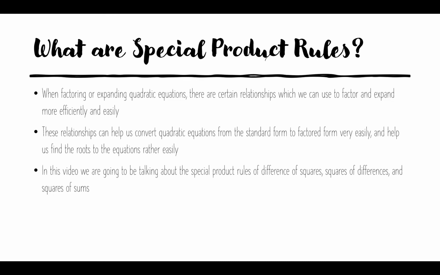When factoring or expanding quadratic equations or polynomials in general, there are certain relationships which we can use to factor and expand more efficiently and easily, as opposed to just doing regular expansion or FOIL. These relationships can help us convert quadratic equations from the standard form to factored form very easily, and help us find the roots to the equations rather easily when these product rules are applicable to these quadratic equations.